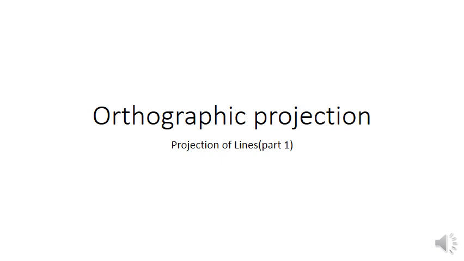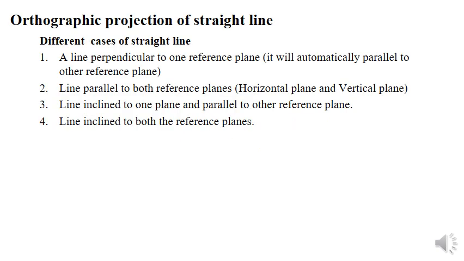In this video, I will be explaining some simple cases of orthographic projection of lines. We know that orthographic projection of any object can be obtained on three mutually perpendicular planes. Those are vertical plane VP, horizontal plane HP, and profile plane PP. Based on the position of a line relative to the reference planes, different cases are considered here.